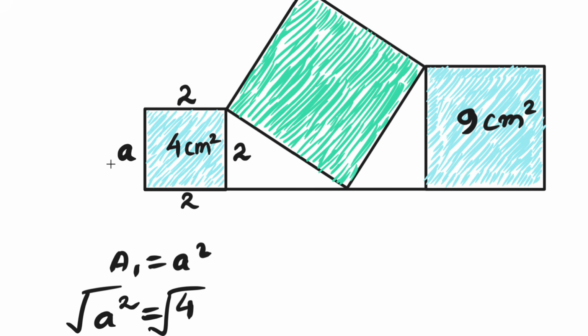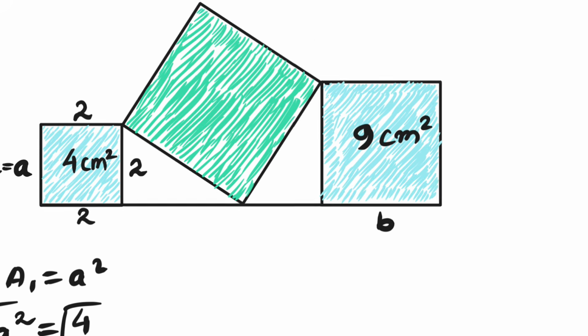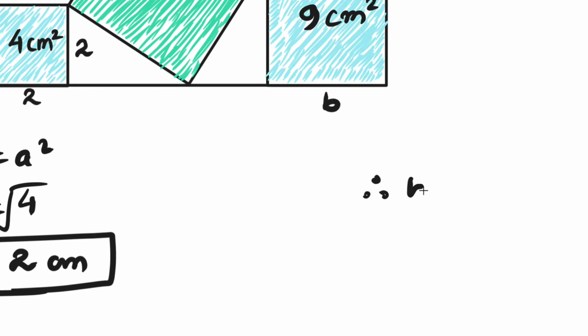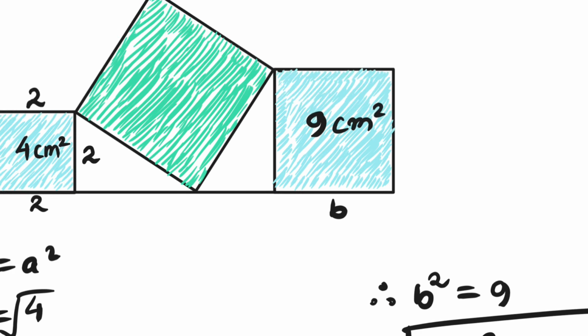Now let's move over to the larger blue square. We'll call it side length B. Again, because the area of a square is its side squared, and because this larger square has an area of 9 square centimeters, we can write B squared equals 9. Taking the positive square root of both sides gives us B equals 3 centimeters. So every side of this larger blue square measures 3 centimeters.